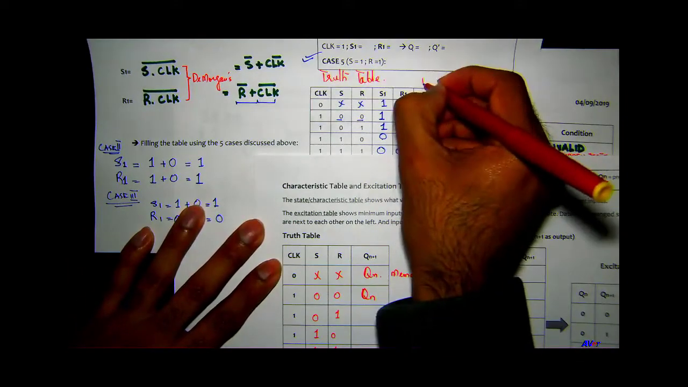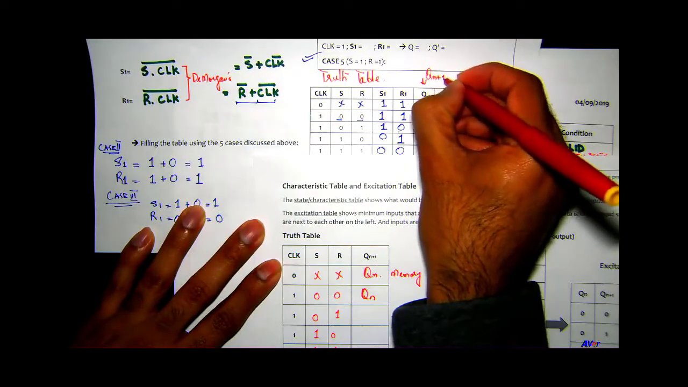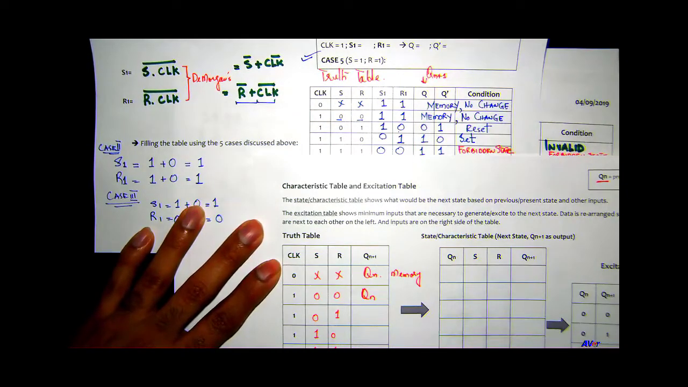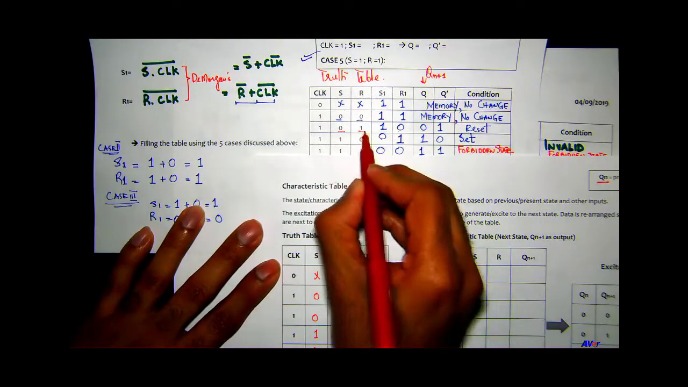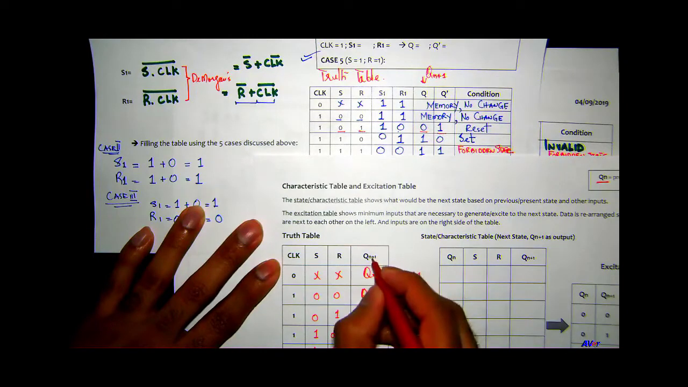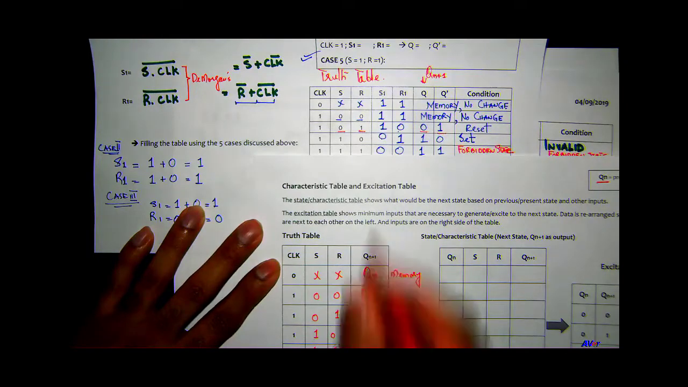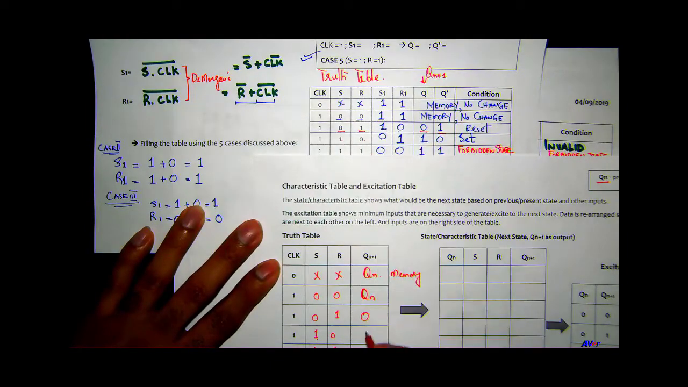Remember, this thing is yours. Q next state, Qn plus 1. Okay. Now S is 0, R is 1: Q is 0, Qn is 1. So Qn plus 1 is going to be 0 here. When S is 1, R is 0, Q is 1.